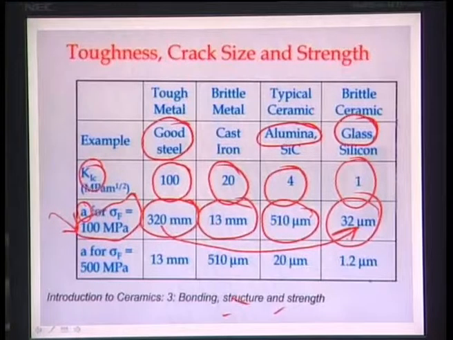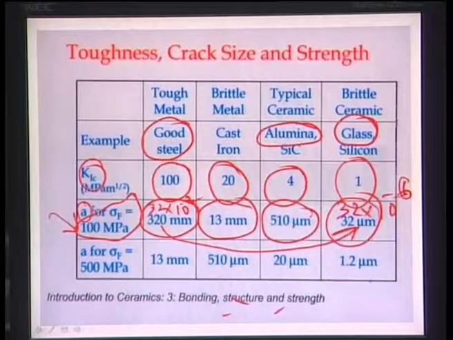So 32 micron means 32 times 10 to the minus 6. 320 millimeter means 320 times 10 to the power minus 3. In other words, 32 times 10 to the power minus 2, and then it goes to 32 times 10 to the power minus 6. So what is the order of magnitude difference? The order of magnitude difference is 4 orders of magnitude.